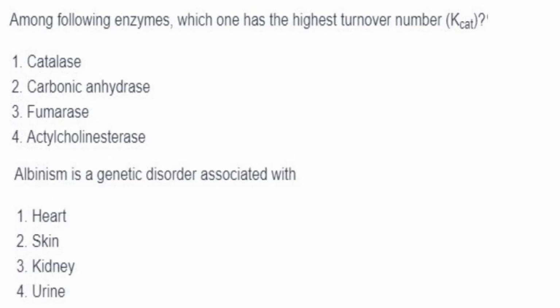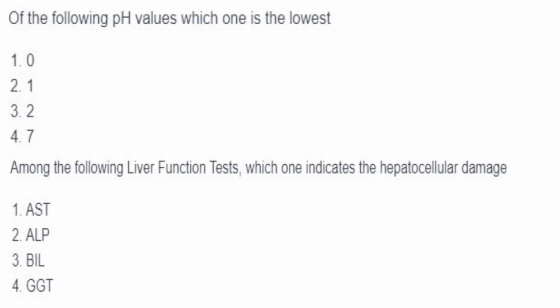Then among the following enzymes, which one has the highest turnover number? It is your catalase. Then albinism is a genetic disorder associated with skin. Albinism, it affects the production of melanin. There is little pigmentation in the skin, hair, eyes, etc. So here it is skin. Albinism is associated with the skin.